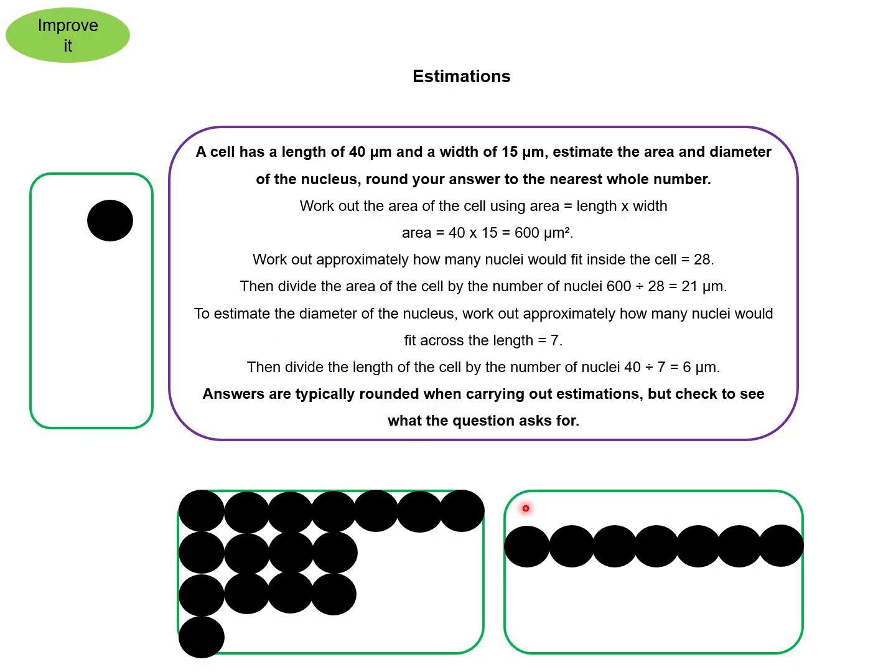To estimate the diameter of the nucleus, work out approximately how many nuclei would fit across the length. This is about 7 we estimated. And then divide the length of the cell, which was 40, by the number of nuclei, which is 7. And that gives us 6 micrometers. So answers are typically rounded when carrying out estimations, but check to see what the question asks for. If it asks you to give your answer to 1 decimal place, then do that. But if it doesn't ask for anything, then just go for rounding in this case.